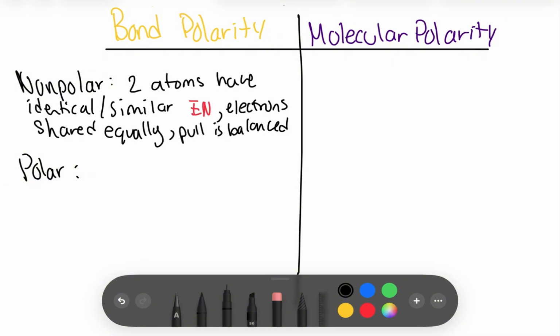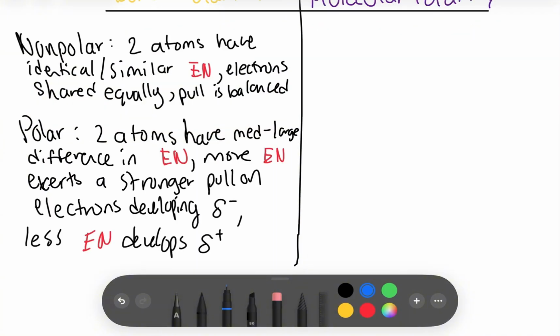But a polar covalent bond forms when there's a big difference or a medium difference of electronegativity between the atoms that are sharing the electrons. So the more electronegative atom is exerting a stronger pull, causing the shared electrons to spend more time closer to the nucleus. So the more electronegative atom develops a partial negative charge because it's attracting more of the electrons, while the less electronegative atom develops a partial positive charge. And this separation of charge is called a dipole. And this symbol here represents partial charges.